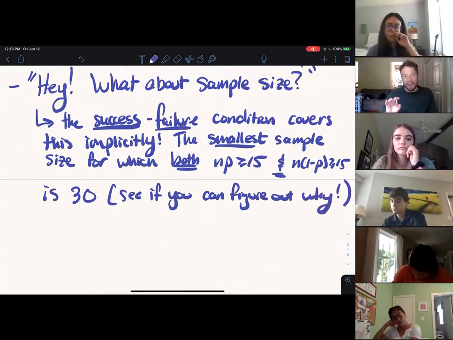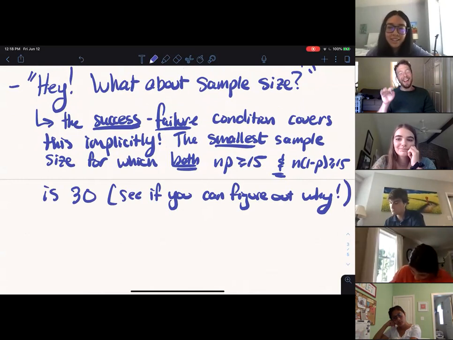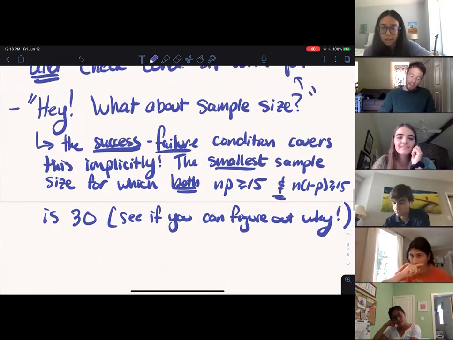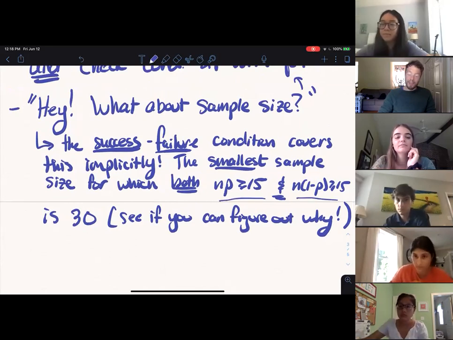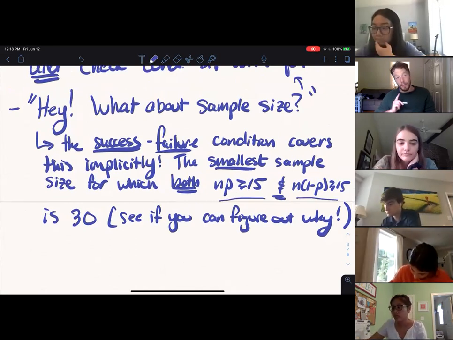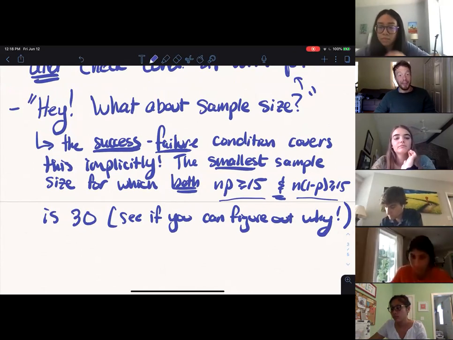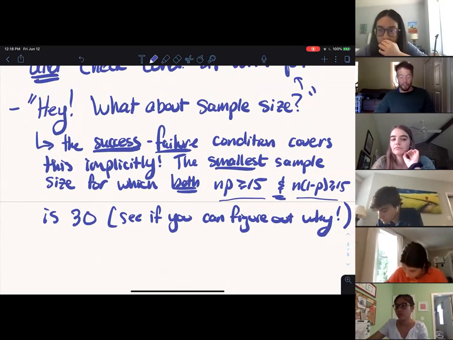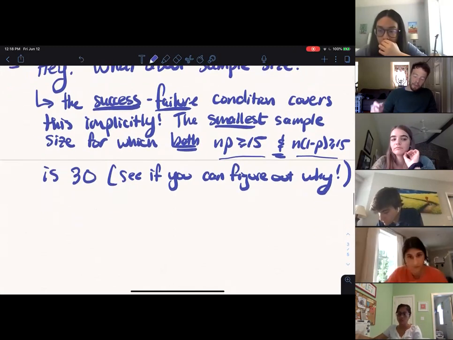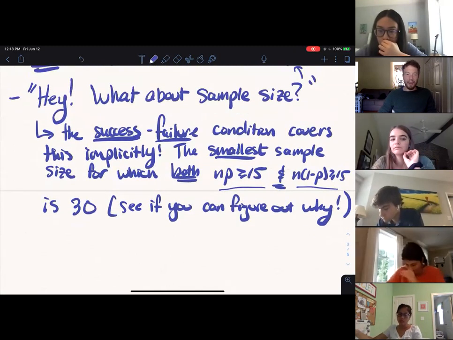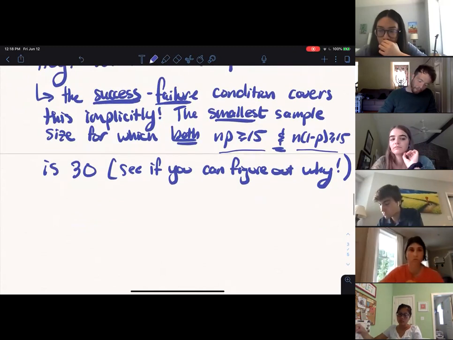Don't worry, that doesn't mean I'm going to ask you this in the final. It's actually kind of a math proof to prove that the smallest n such that these two conditions could be satisfied is 30. So it's actually just sort of a consequence of the success failure condition, which I think is kind of cool, because instead of checking sample size, we just check this one thing and it kind of gives us sample size automatically.